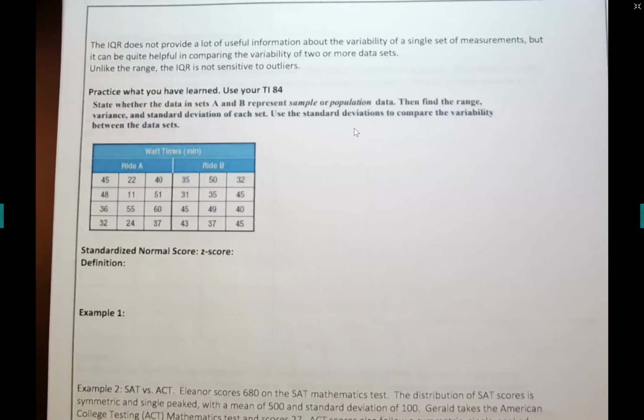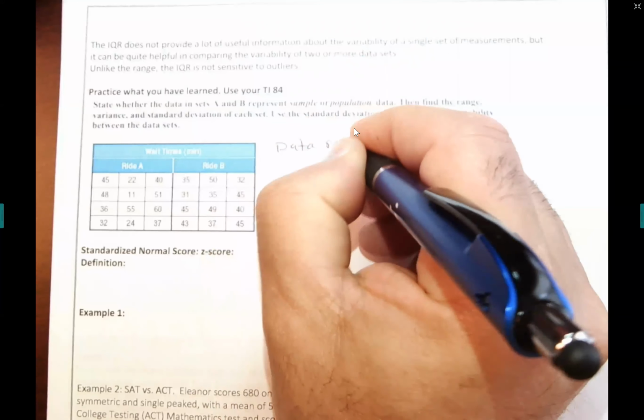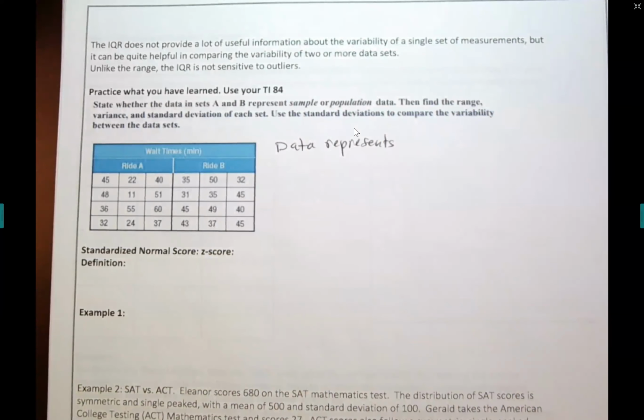State whether the data in sets A and B represent sample or population data. Then find the range, the variance, the standard deviation of each set. Use the standard deviation to compare the variability between the data sets. Well, there's one question we can answer before you use your calculator. Does the data represent a sample or population here? These are the wait times on rides in Disney, probably. Ride A and ride B. What do you guys think? Sample or population, what do we have?